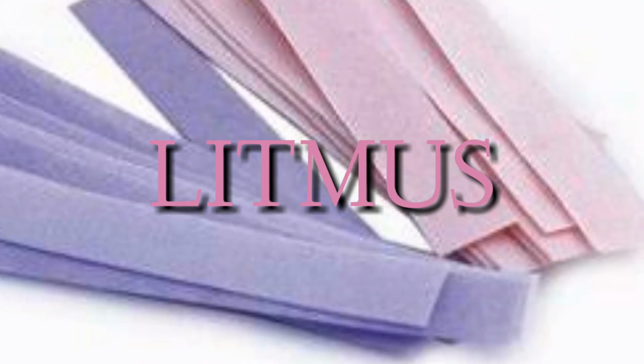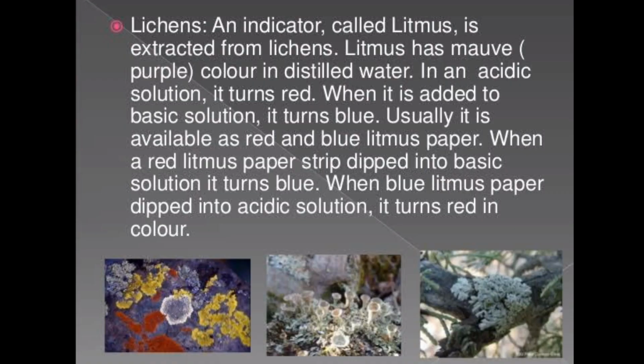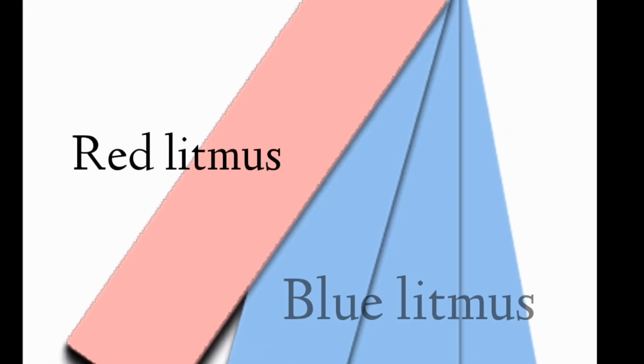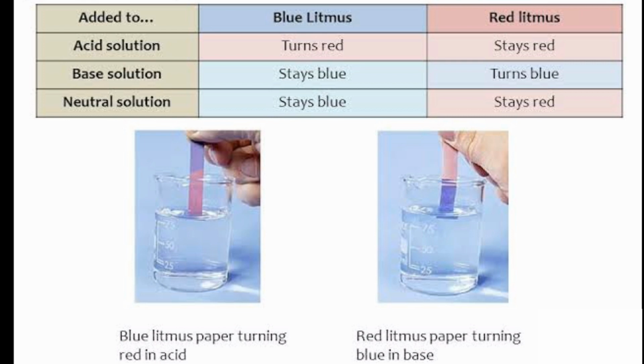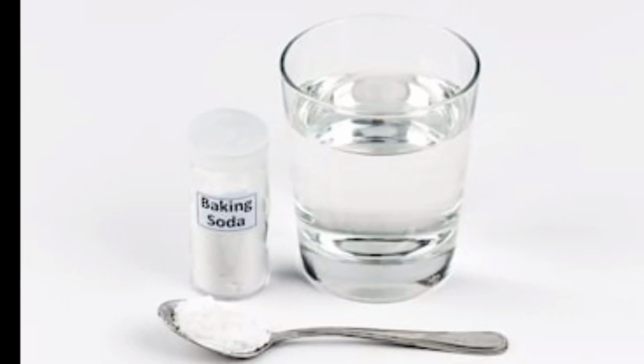Let us start with the first most common natural indicator, that is litmus. Litmus solution is actually a purple colored dye when it is in neutral condition. This is generally extracted from a lichen plant. But for our convenience, we use two types of litmus paper, that is red and blue. When litmus is added to acidic solution, it turns blue litmus to red, whereas base turns red litmus to blue.